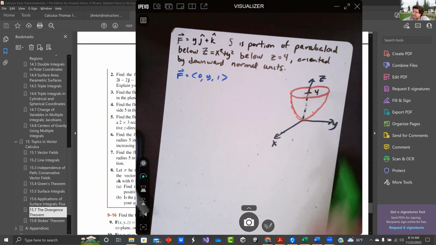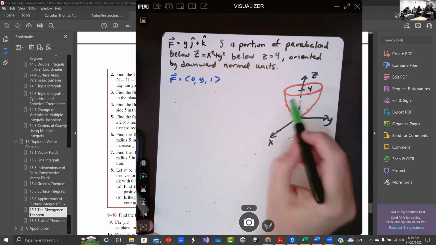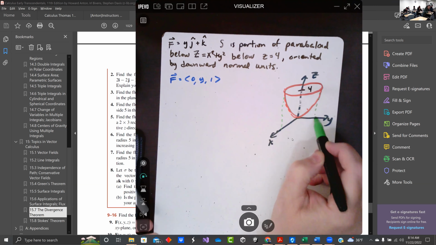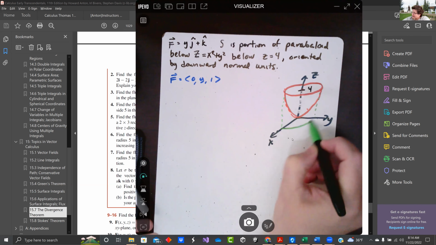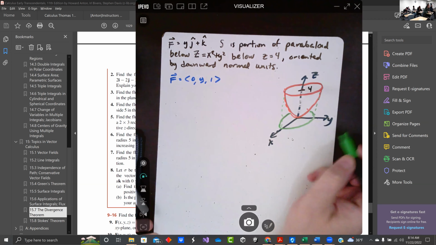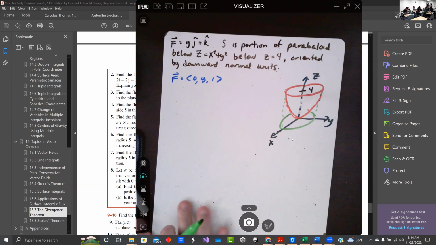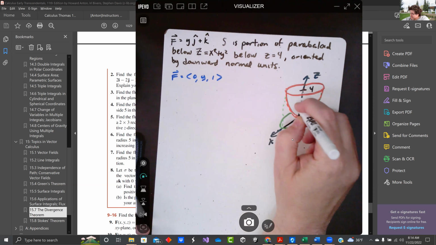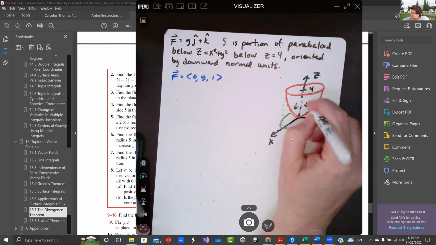So we got a paraboloid going up, and we project it down. We got a circle in the XY plane. And it said N is oriented negatively, so we're having downward stuff for N.